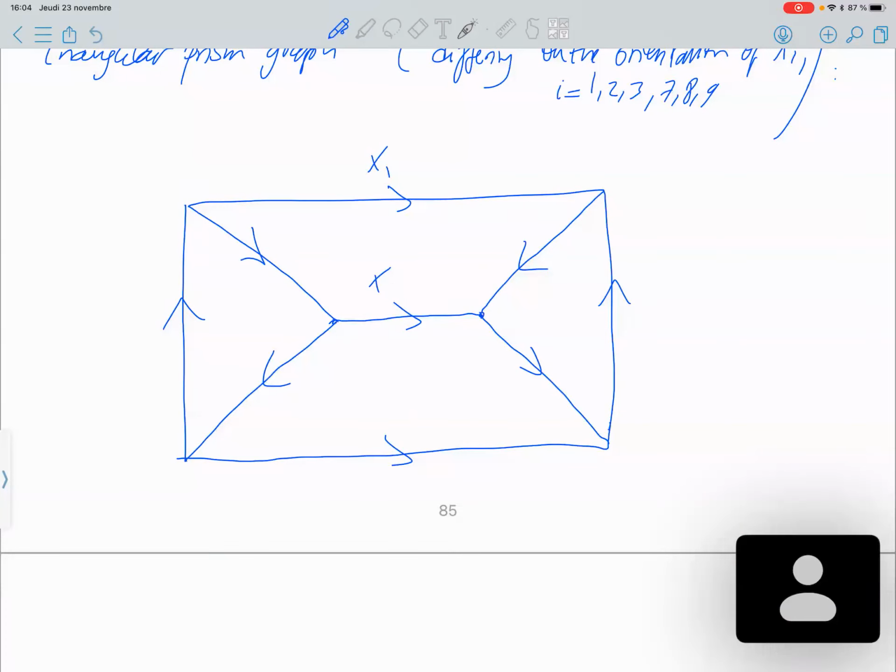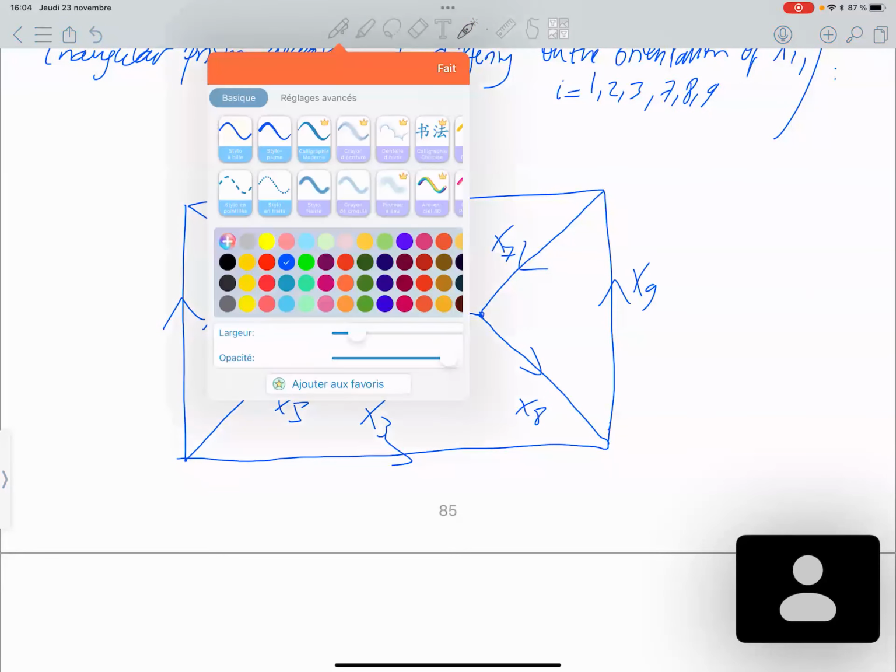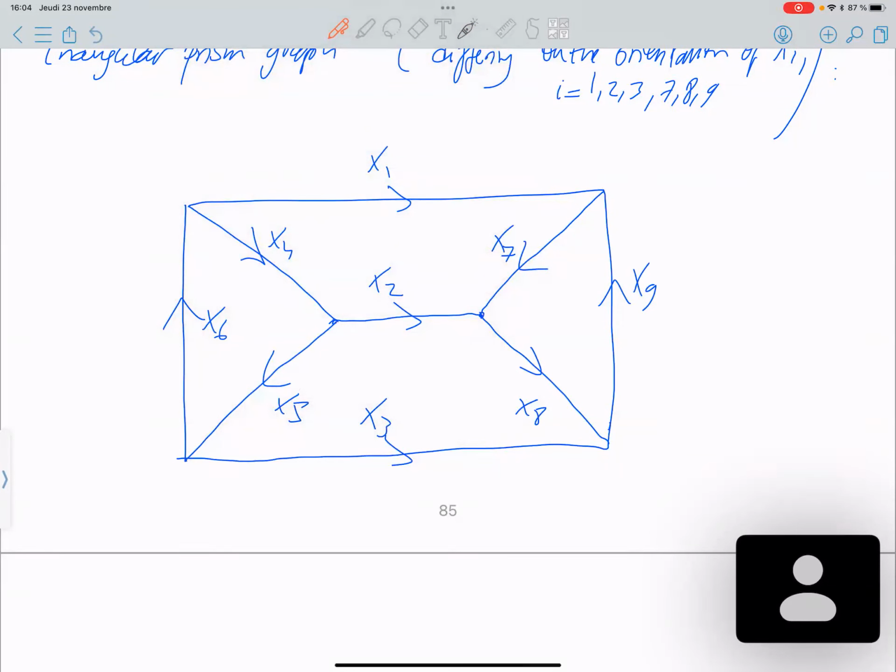So x1, x2, x3, x4, x5, x6, x7, x8, x9. So you see, you have an extra symmetry. This is more symmetric. This is like that and like that. And the morphism is the same. So 1, 2, 3, 4, 5, 6.